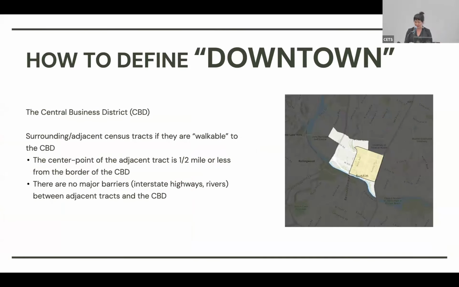Another heavy methodological lift was, what's a downtown, and how do you define it? So what I settled on was taking the CBD, the Central Business District, as defined by Google Maps, because they actually have a really wonderful, rigorous, consistent methodology. And then I also wanted to take the census tracts around it if they were walkable or accessible to that CBD. So by that, I mean, I took the center point of all of those adjacent census tracts. And if the center point was half a mile from the CBD, I could include it as long as there wasn't some major barrier like a river or an interstate highway.